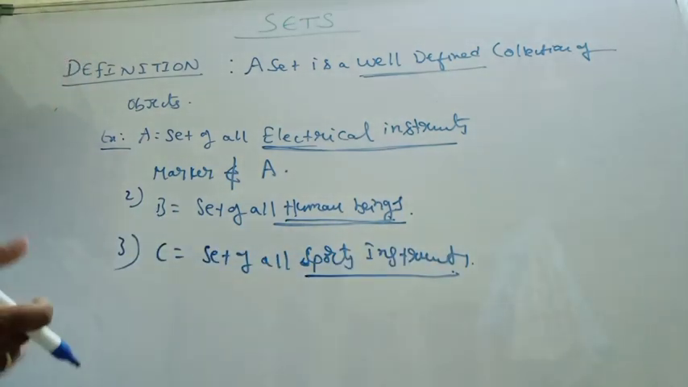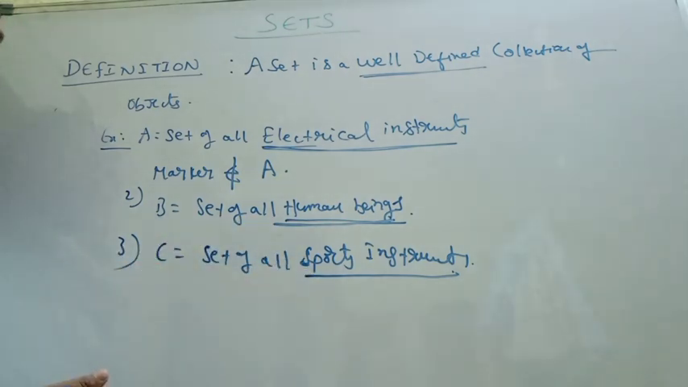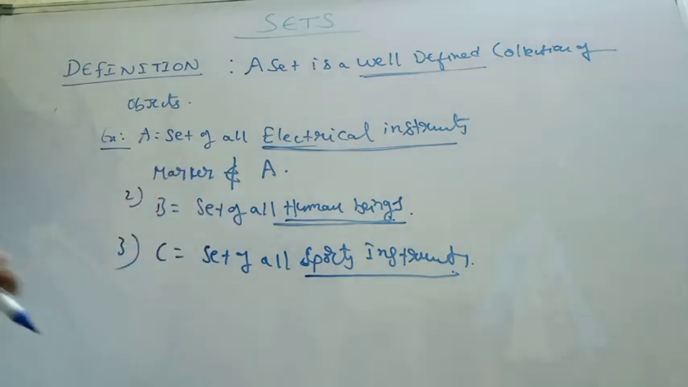Suppose I take a pillow. Does a pillow belong to the sports instruments? No, not at all. A chair? Does a chair belong to that? No. If all elements satisfy some common property, then you say that the collection is well defined. Therefore, a set is a well-defined collection of objects. That is very important.